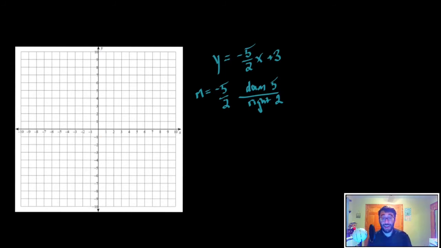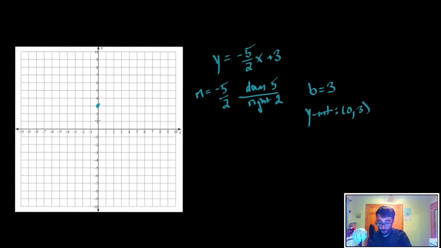Okay, so that is our slope, -5/2, but we need to know what our y-intercept is, which is 3 in this case, which tells us that the y-intercept is the point 0, 3. Okay, and that's where we need to start. So I'm going to plot 0, 3 on my graph right here. Okay, and now I'm going to use this slope. Down 5 and right 2.